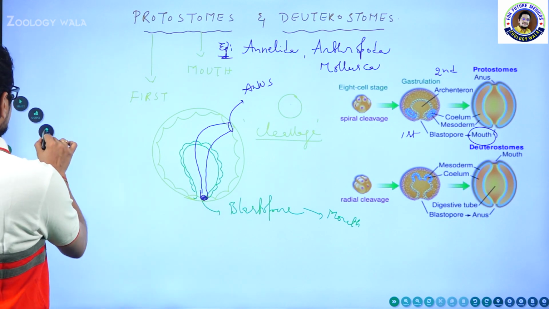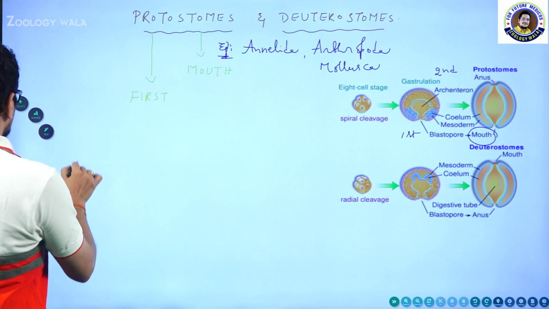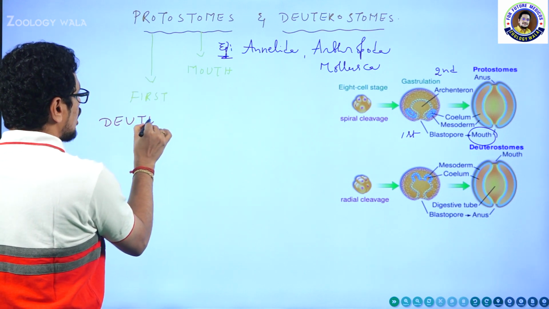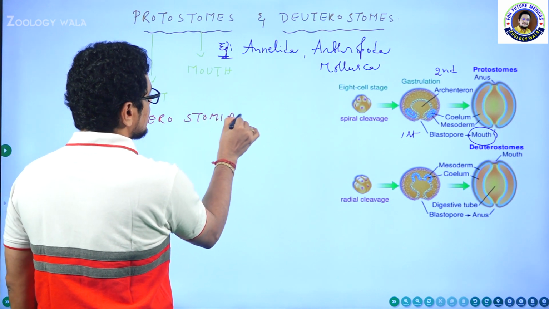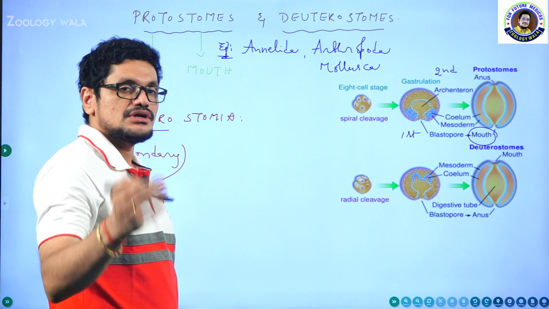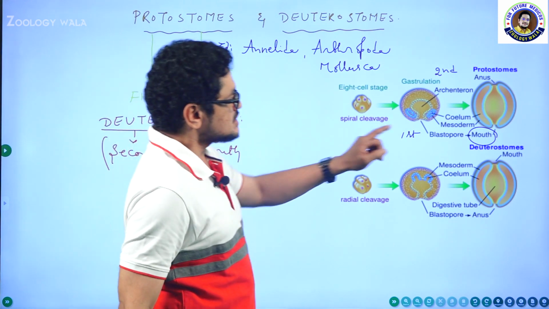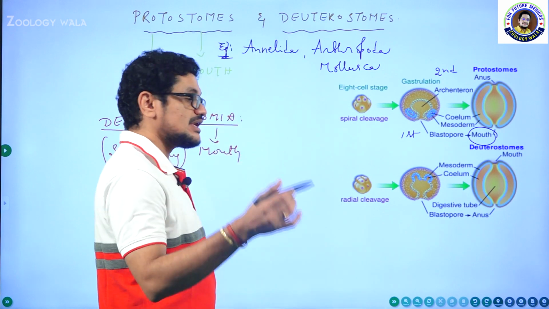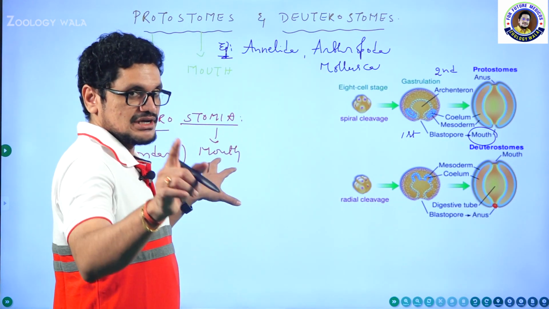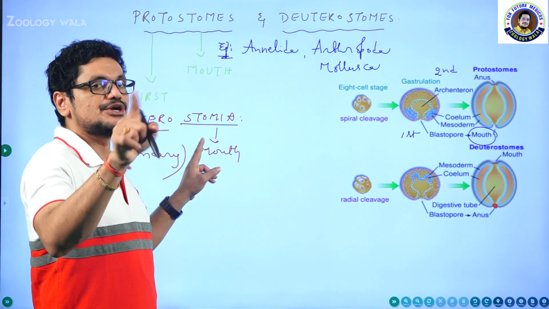Okay, and now let me explain what a deuterostome is. Deuterostomia, D-E-U-T-E-R-O-S-T-O-M-I-A. Deutero means secondary, proto means first, deutero means secondary, trito third, tetra four, penta five, like that. Stome means mouth. So during the development, the first formed opening will become the anus and the second formed opening will become the mouth, not the anus. Deuterostomia: deutero means secondary, stomia means mouth.